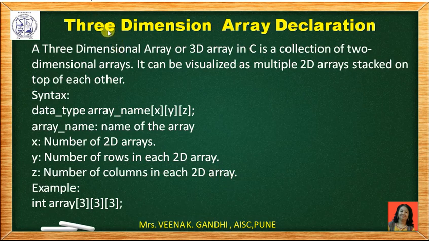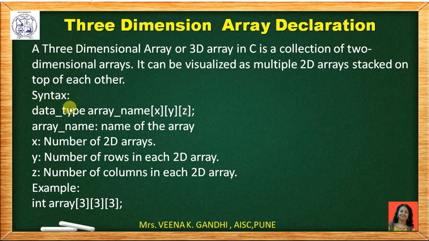Our next topic, 3-dimension array declaration. A 3-dimension array, or 3D array, in C is a collection of 2-dimension arrays. It can be visualized as multiple 2D arrays stacked on top of each other. The syntax: first specify the type, then the array name, and then 3 dimensions. The first dimension indicates how many sets or 2D arrays there are, the second dimension indicates the number of rows in each 2D array, and the third, the number of columns in each 2D array.